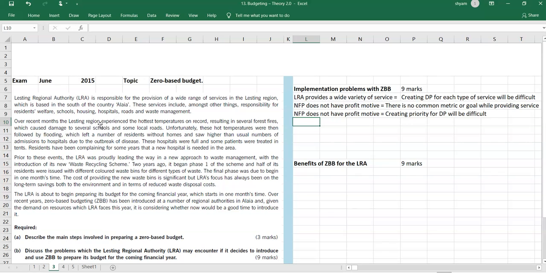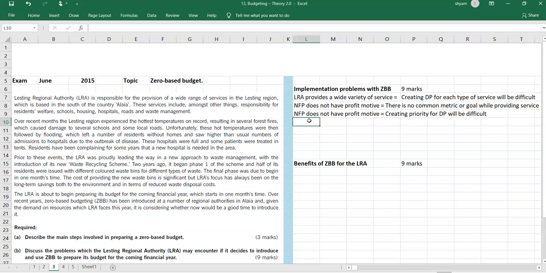Over recent months, the listing region experienced the hottest temperatures on record, resulting in several forest fires which caused damage to several schools and some local roads. Unfortunately, these hot temperatures were then followed by flooding, which left a number of residents without homes and saw a higher than usual number of admissions to hospitals due to an outbreak of disease. These hospitals were full and some patients were treated in tents. Residents have been complaining for some years that a new hospital is needed in the area.